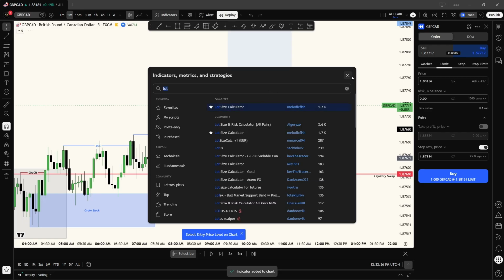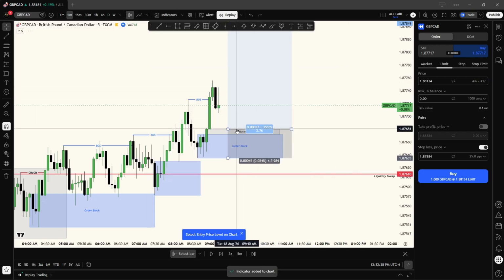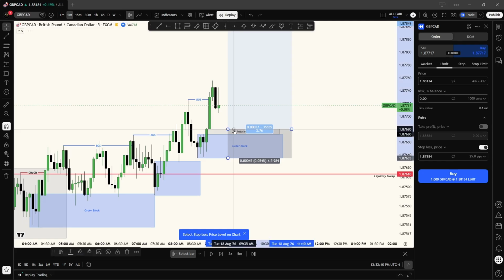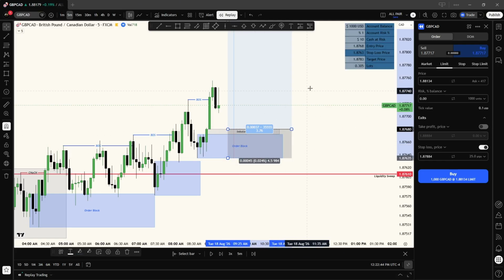Now I'll show you how I calculate my lot size using this TradingView tool. I just click on my entry price and then on my stop loss level. The tool then tells me exactly how much I should trade so I don't lose more than I planned.